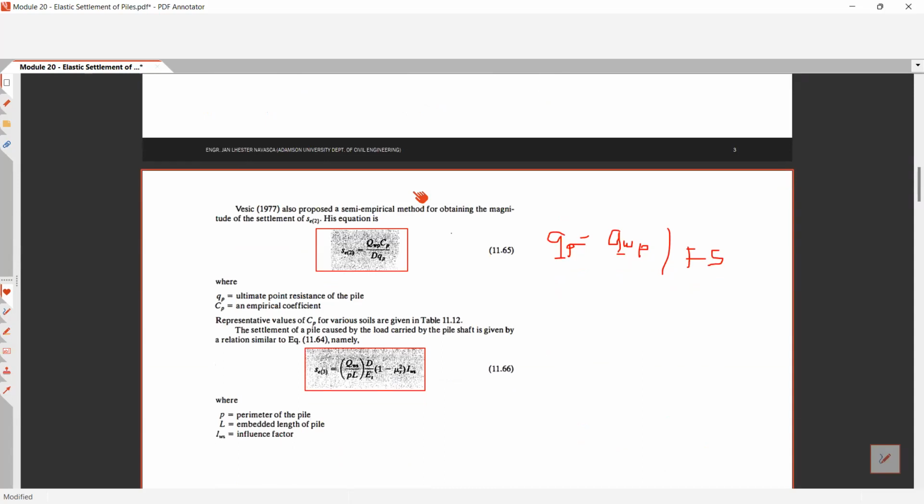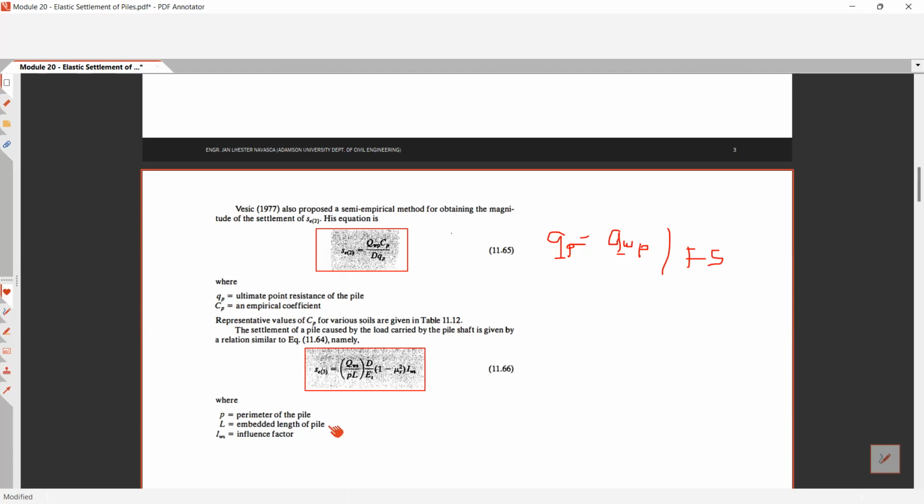Okay, so this time naman, yung SE3 is given by Q times Q sub WS over P times L multiplied by D over ES, multiplied by 1 minus mu squared S IWS. Okay. So yung Q sub WS is the force due to friction, yung parang Q sub F natin na notation.